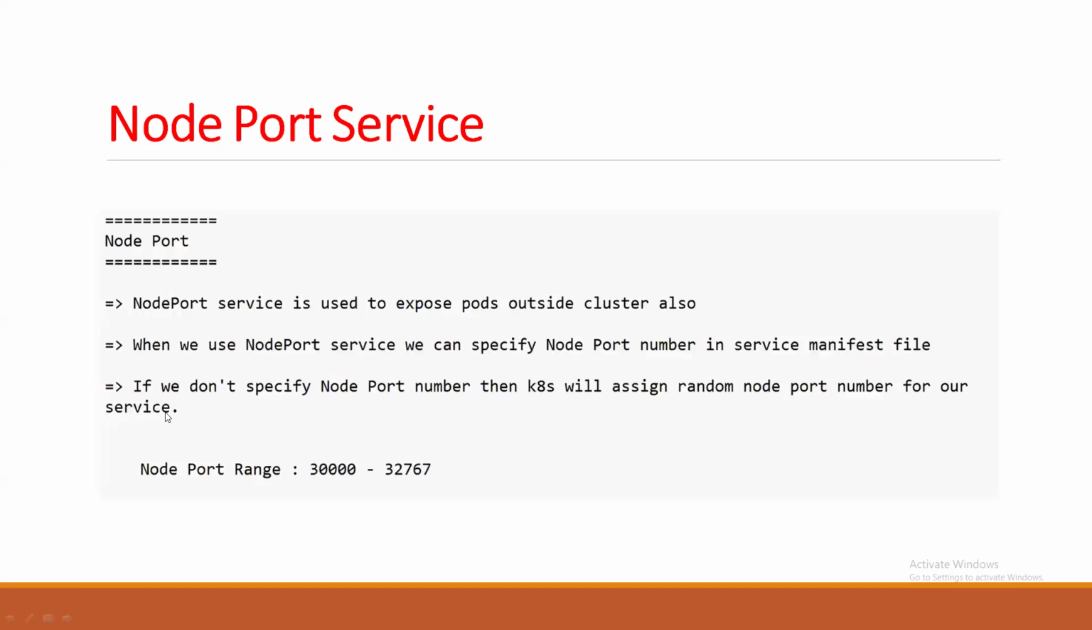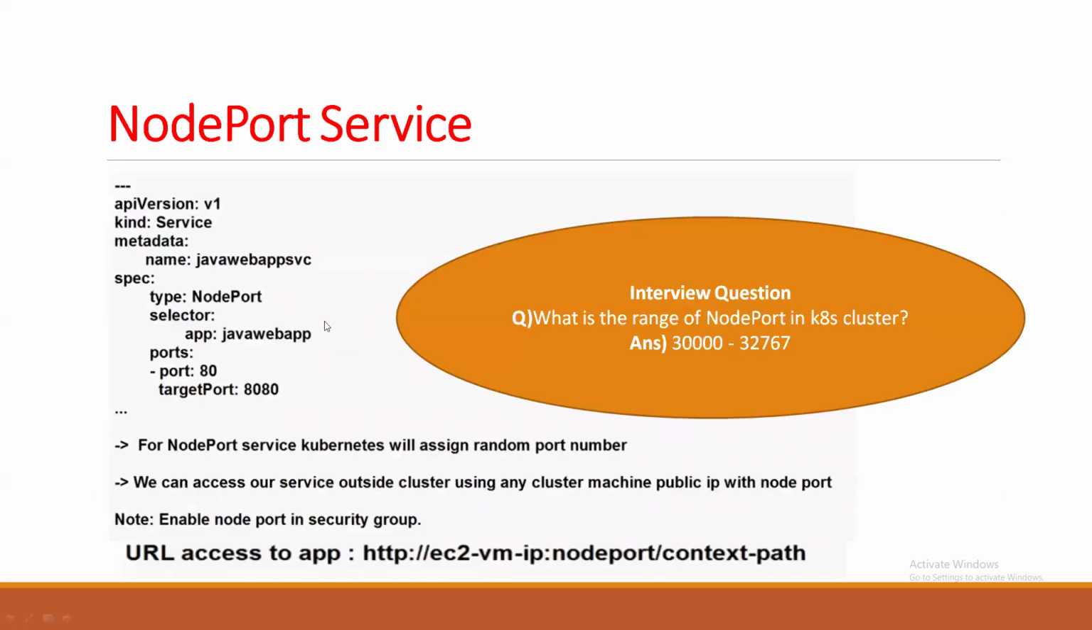If you don't specify the node port number, then Kubernetes will assign a random node port number on our service. So, NodePort service: apiVersion v1, kind Service, metadata. The type is NodePort, selector is Java app, port is 80, targetPort is 8080. For a NodePort service, Kubernetes will assign a random port number, so we can access our service outside the cluster using any cluster machine's public IP with the NodePort.